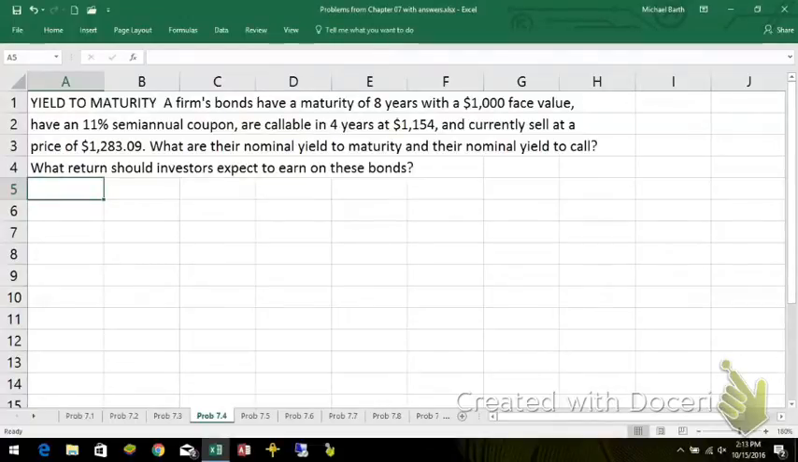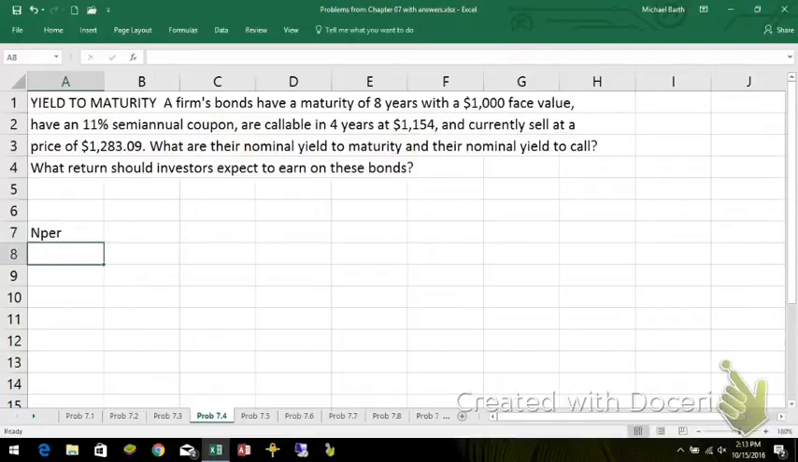All right, this is problem 7.4 from Brigham and Houston's Fundamentals of Financial Management, concise 9th edition. This problem introduces the idea of yield to call along with yield to maturity.